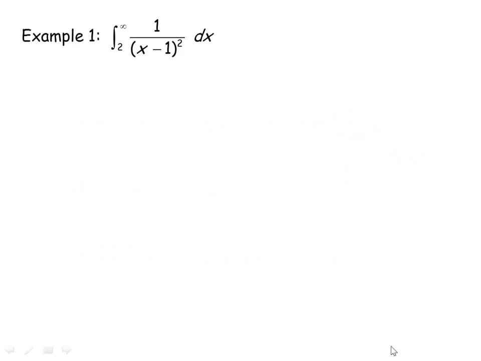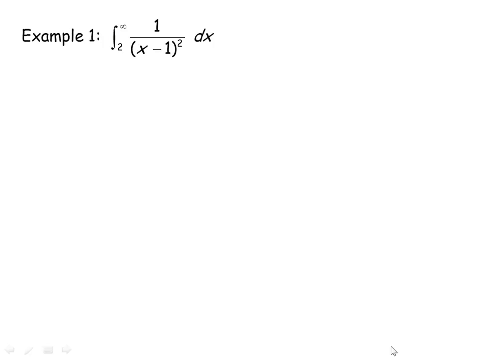So look at what you have. You have an integral from 2 to infinity. So do you know which rule you're going to use? First, second, or third? The first one. A is 2 for your rules. So you have A to infinity, 2 to infinity. Your function is 1 over (x minus 1) quantity squared, and of course dx.